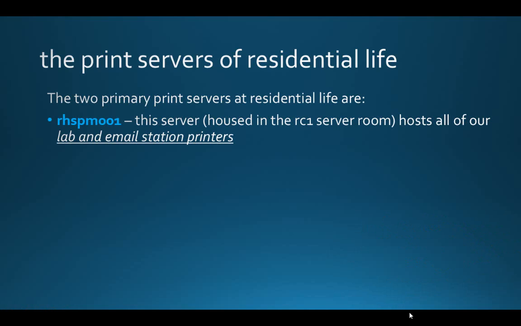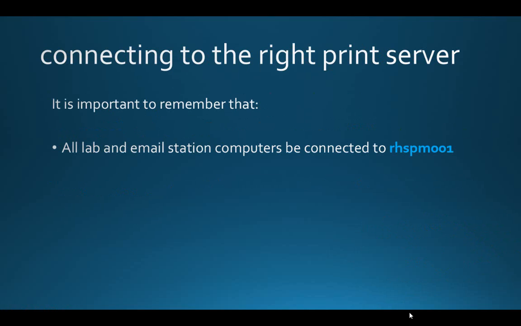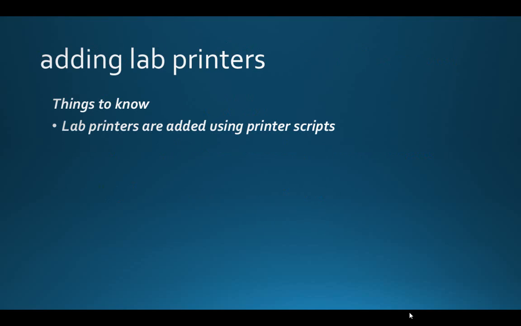The two primary print servers at Residential Life are RHSPM001, which hosts all of our lab and email station printers, and RH004, which hosts all of our staff printers. It's important to remember that all lab and email station computers should be connected to RHSPM001 and all staff computers should be connected to RH004.